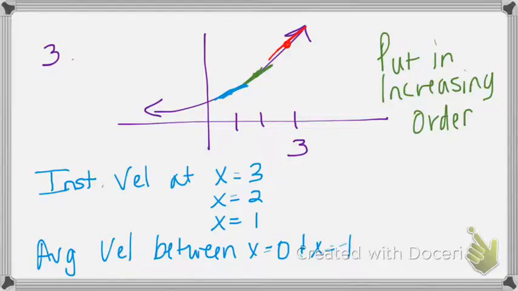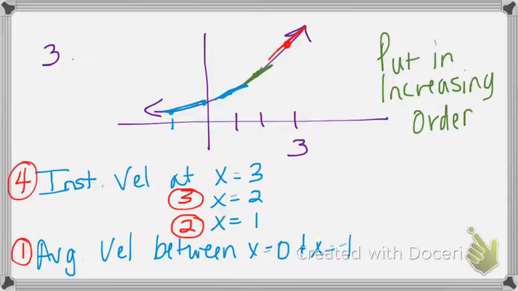And then 0 and negative 1, average velocity between 0 and negative 1, would be that. And if you look at that, it looks like it's just increasingly going up. So if I were going to put these in order, that one would be first. Instantaneous velocity at 1 would be next, and then 2, and then 3.